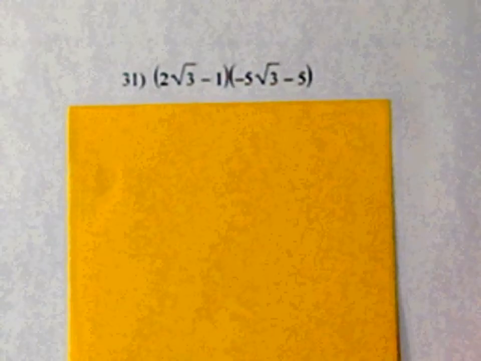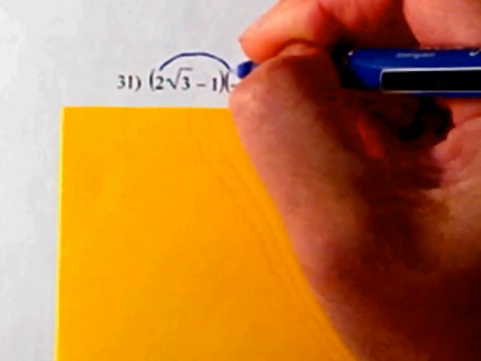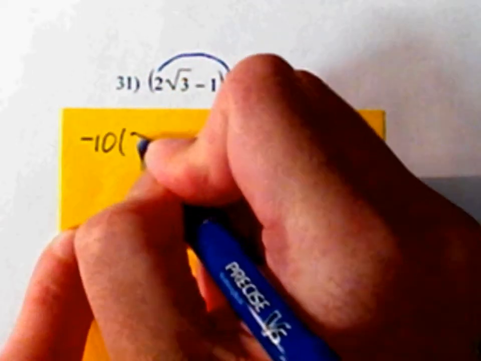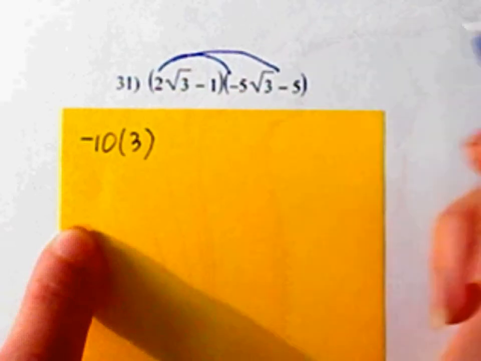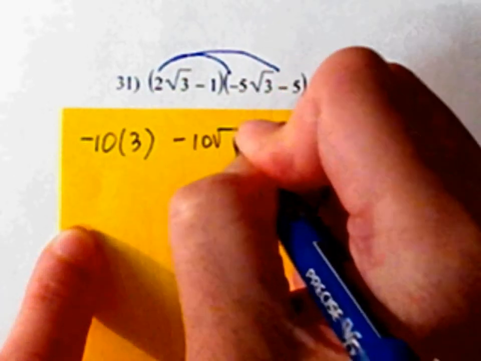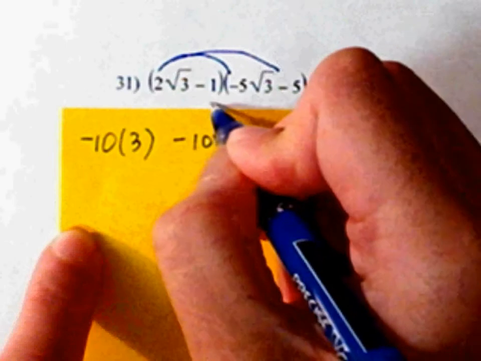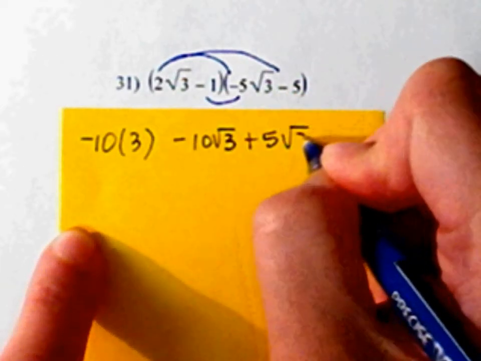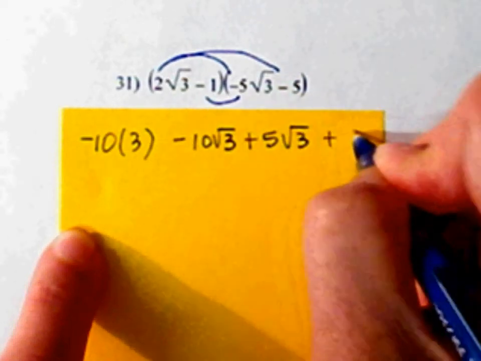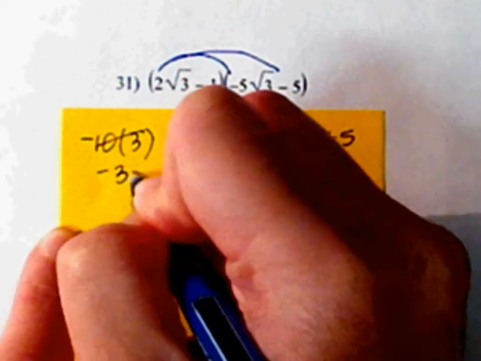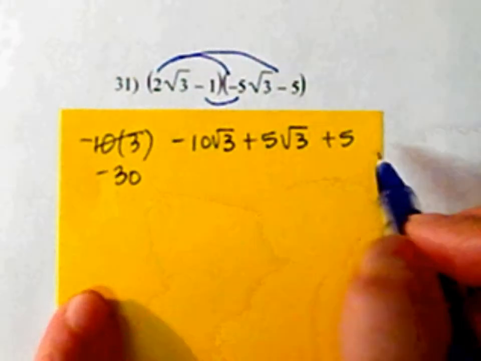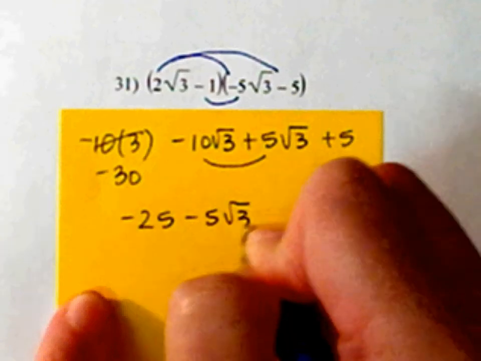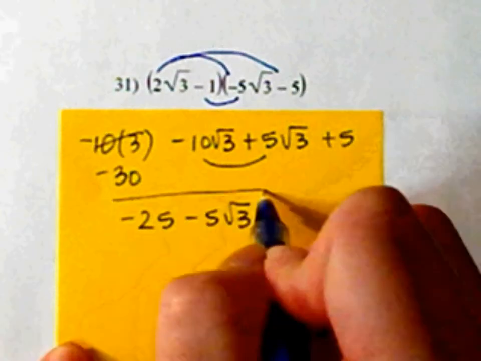31, same concept. So 2 times negative 5 is negative 10. Square root of 3 times square root of 3 is just 3. 2 times negative 5 is negative 10. Square root of 3 carry over. Same thing right here. Negative times negative is positive. Square root of 3 carry over. Negative 1 times negative 5 is positive 5. This comes out to be negative 30. So negative 30 plus 5 is negative 25. Like terms, minus 5 square roots of 3. Cannot combine these guys. There's your final answer.